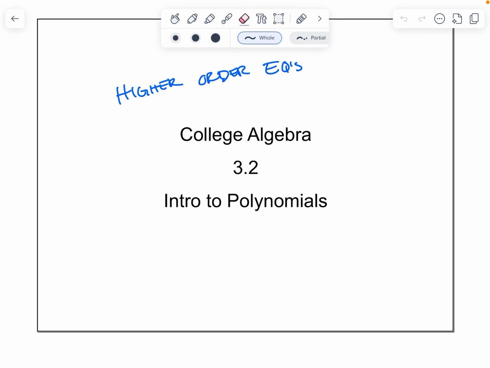All right, moving on to section 3.2, we're talking about higher order equations. That means things that have a higher degree than 2, right? So we've talked about linear equations. We've talked about quadratic equations. The things that we're talking about today are going to have a higher degree. They might have a higher power, the highest power of 3, 4, 5, just whatever we see. These things are called polynomials that we're looking at today specifically. We're looking at polynomials.